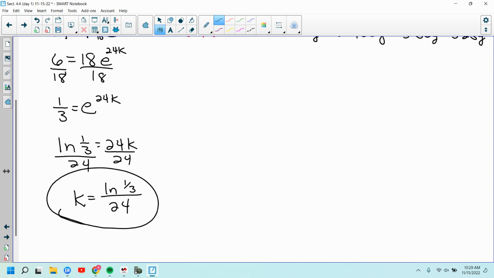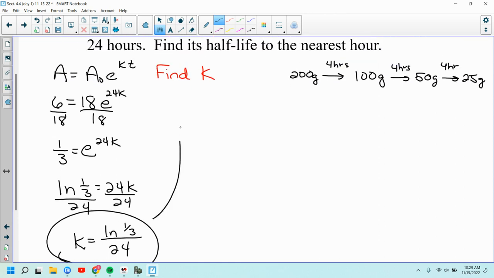All right, so there's my k. Now I do have enough information to finish this. So I'm going to go back up here. I know that A equals A sub 0 e to the kt. I know k, natural log of 1/3 over 24. I'm not going to plug it in yet just because I don't want to write it out the whole time.